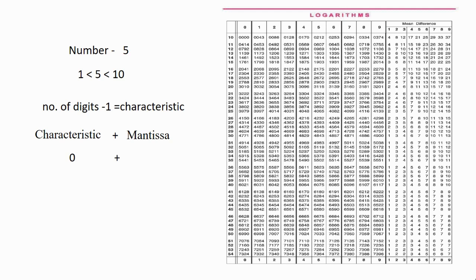Now let's find out the mantissa. In the very first column, you have to observe the 50. The reason to observe 50 is that there is no single digit 5 present in the very first column, so you have to observe directly 50 in the very first column. Now observe the value along the fifth row in the 0th column. That value is 0.6990. Now add these two, characteristic and mantissa. You have a log value as 0.6990.